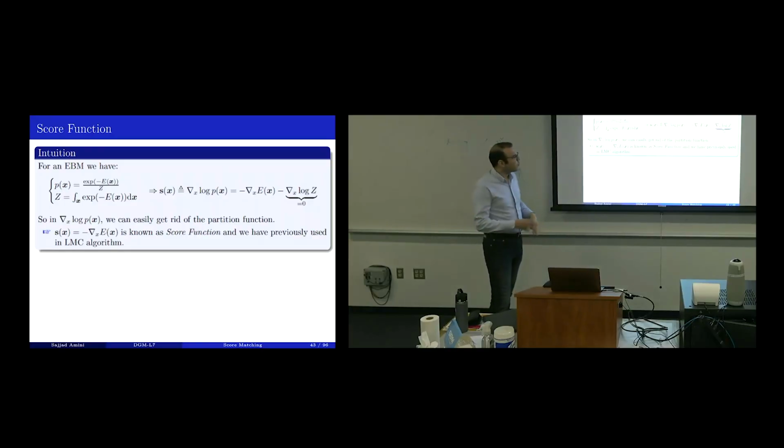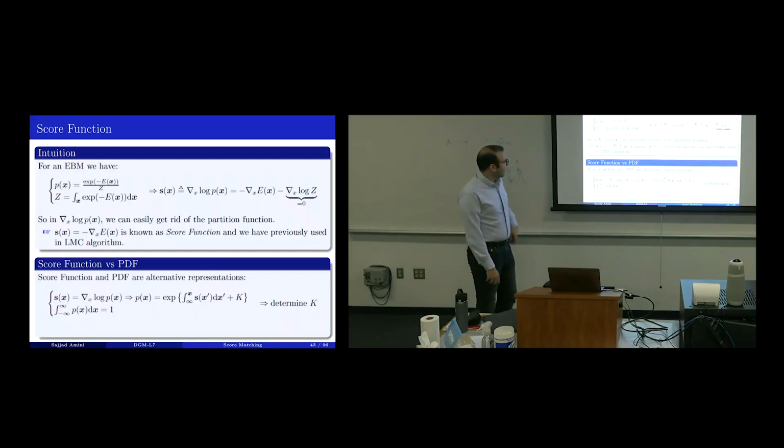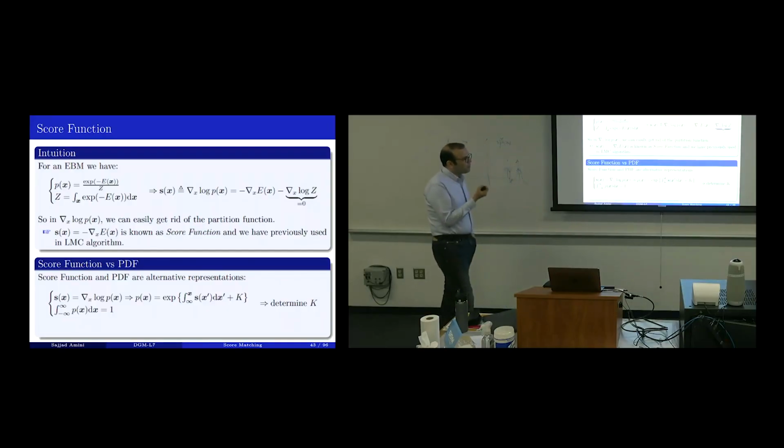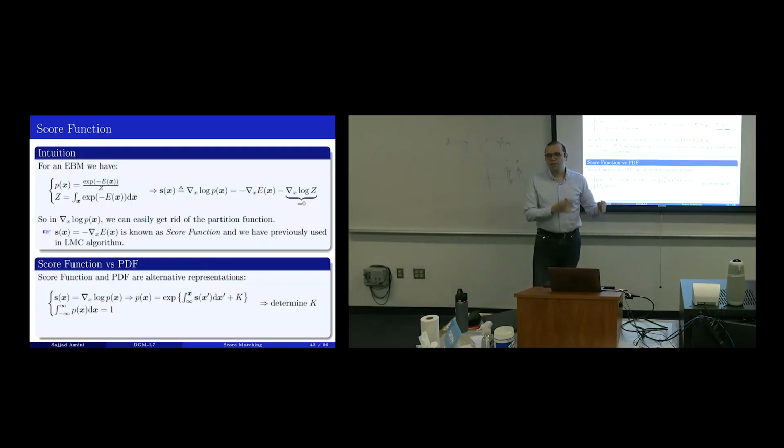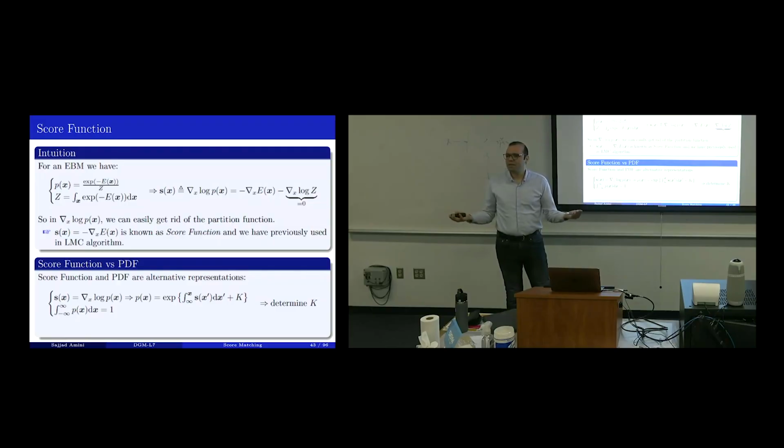So we want to switch from working with P of x to working with S of x, which is a vector. But what is the important point about the score function? Score function and PDF are alternative representations. What does it mean? It means that if you have a score function, you potentially have the PDF, and if you have the PDF, you can easily derive the score function. So they are alternatives, and the information is similar in both of them. If you have a score function, you do not miss any information about the density. Every piece of information is inside the score function.